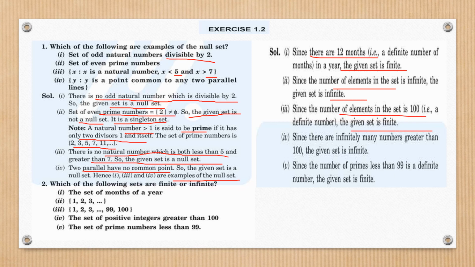Set of positive integers greater than 100. Greater than 100 means the range cannot be countable, because there are so many numbers greater than 100. So it is infinite. The set of prime numbers less than 99. Definitely you can count the prime numbers which are less than 99. So it's a definite number, and hence the given set is finite.